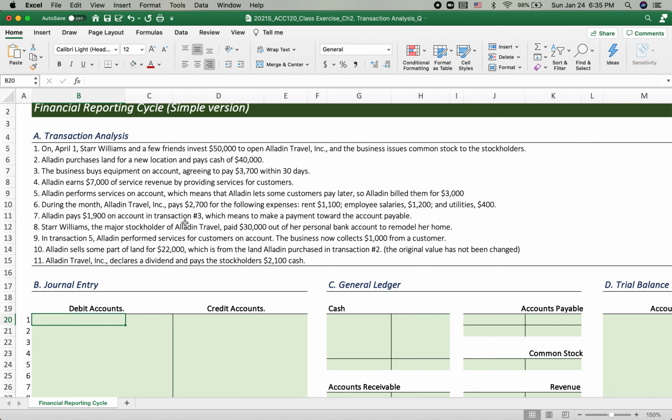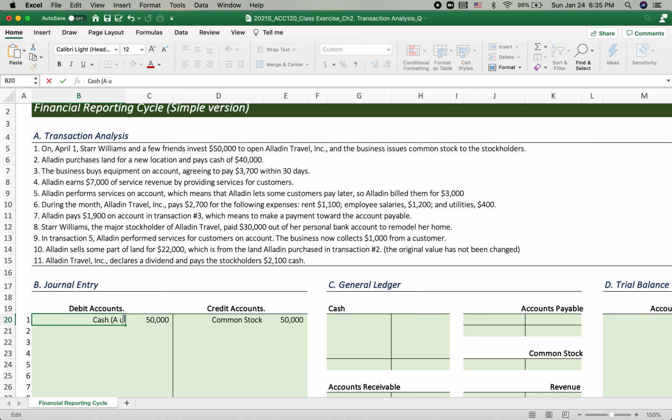April 1st, Star Williams, and then what happened in the company? Because of this issuance of stock, cash came into the Aladdin Travel Company. How much? $50,000. And then the credit account. From the perspective of the company, Aladdin Travel Inc., the company sold their shares to the investors, Star Williams and his friends. So they issue the common stock, the same amount. Always debit side and credit side, always the same amount.